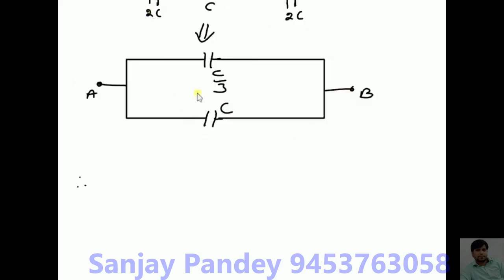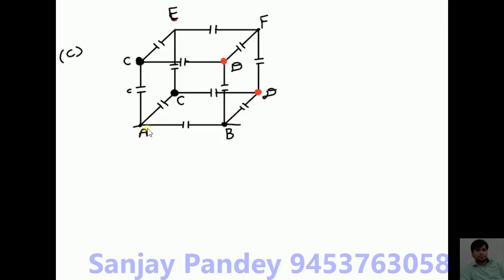Now these two capacitors are in parallel, so the net capacitance between A and B, C equivalent, will be equal to C plus C upon 3. It will be equal to 4 upon 3 C.